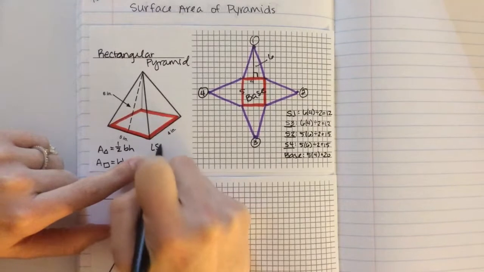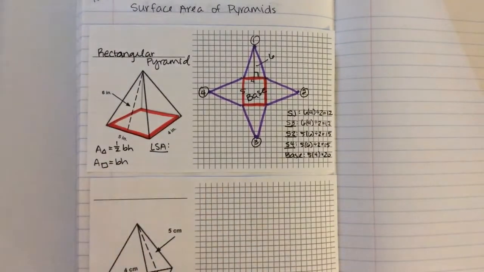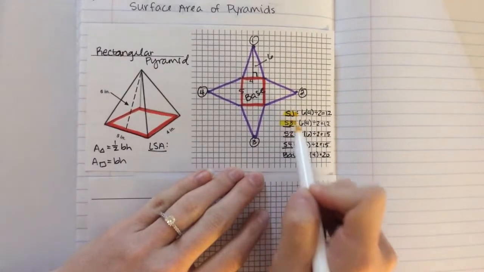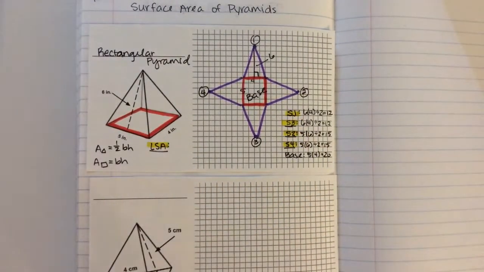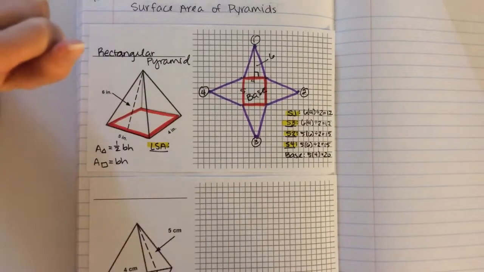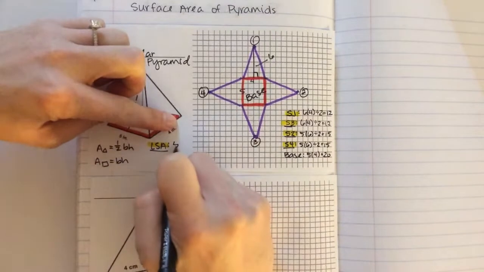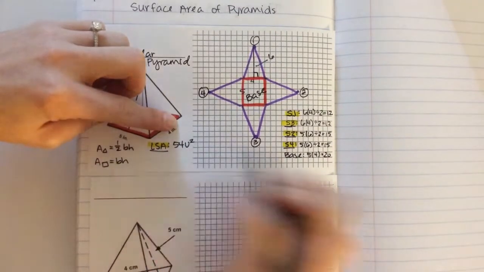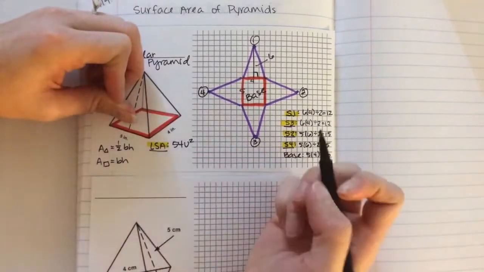What does LSA stand for? Lateral surface area. And how do I find lateral surface area? That's the sides. The area of the sides. So that's 1, 3, 2, and 4. That's 54. So 12 and 12 is 24. 15 and 15 is 30. So 30 and 24 is 54 units squared. Well, in the picture, it's inches.